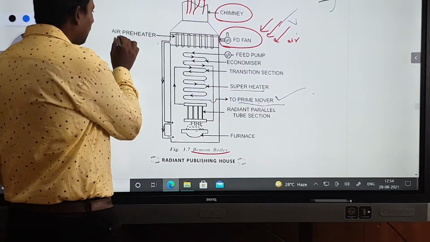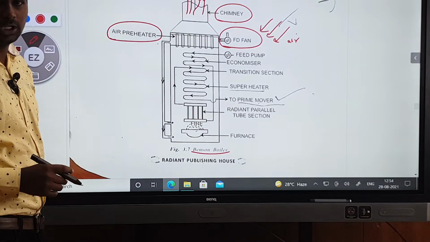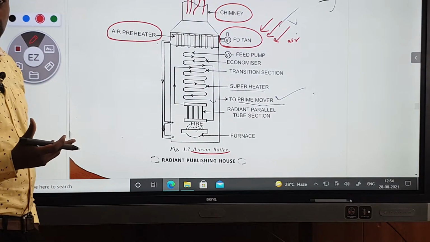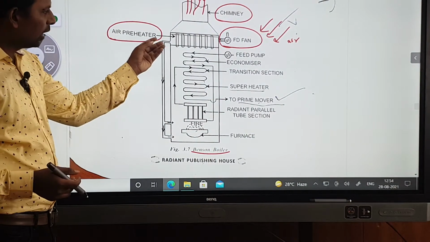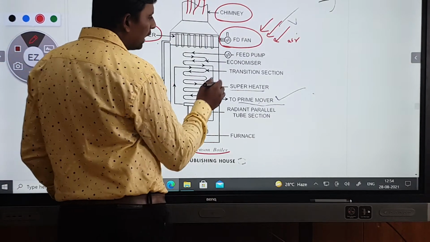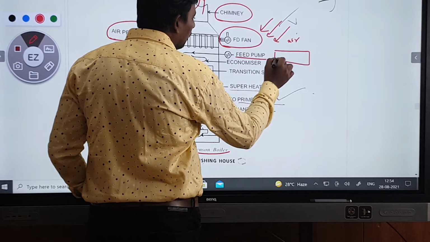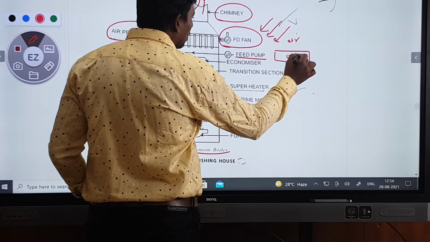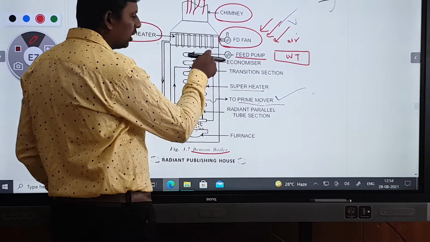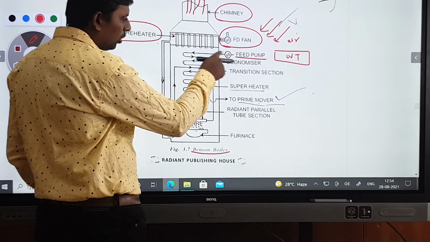After that, the air preheater. The function of an air preheater is to collect the steam. See here, the air will come and pass through here. And here, the feed tank means some tank is there. From the water tank, water is coming.